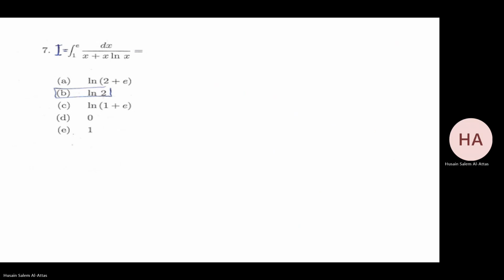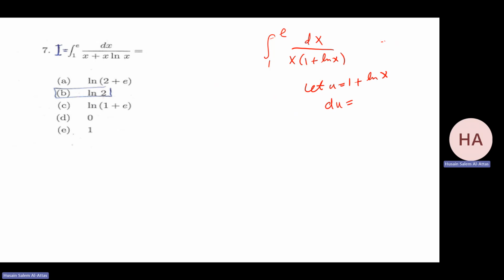Okay. I will let... First, this is what? Integral 1 to e dx over x times 1 plus ln x. So my u will be 1 plus ln x. My du will be what? dx over x. So I have what? ln e is 1, that will be 2.